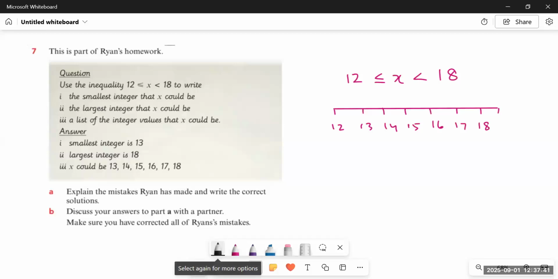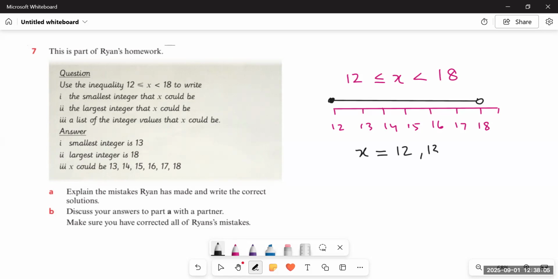And then we are going to draw a line above this, and we are going to make a circle. Since 12 is equal to x, we are going to color this one, but we are not going to color the other one. Then they're asking what the smallest integer is that x could be. For this, we need to understand what x could be. x could be 12, 13, 14, 15, 16, and 17.